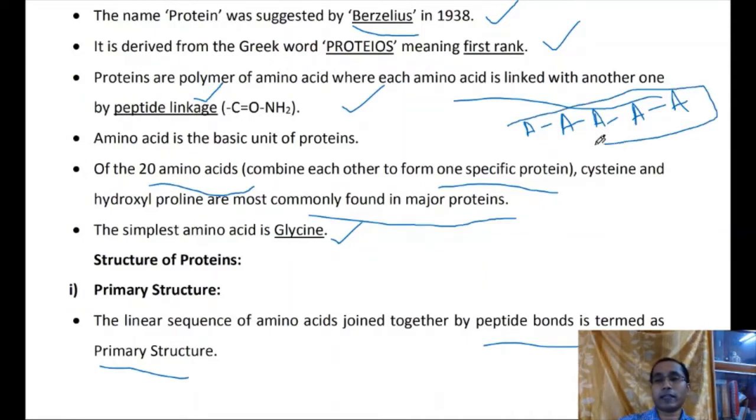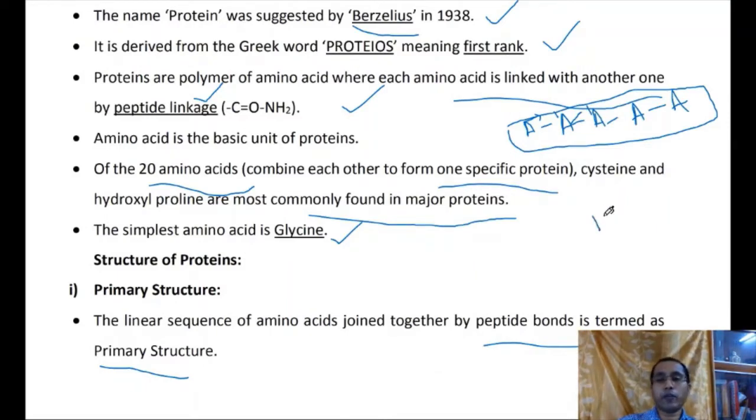A single linear structure of amino acids attached to each other by peptide bonds. Only peptide linkage is present. Peptide linkage is formed by the amino group and the carboxyl group: the amino group of the first amino acid and the carboxyl group of the second amino acid. Then the amino group of the second amino acid and the carboxyl group of the third amino acid. In this way, one by one, they are attached.